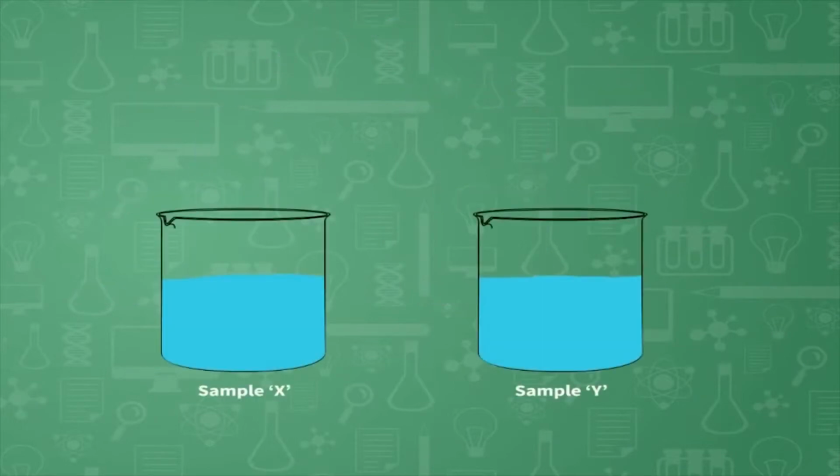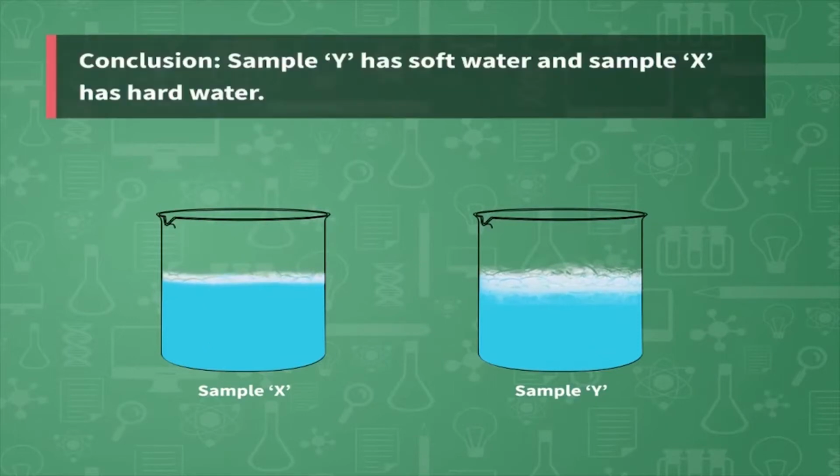Suppose we have two glasses of water, one is soft water and another one is hard water, and we do not know which is which. We can use soap to identify them. In soft water, the soap will lather properly, but in hard water, it will lather less. But we cannot use detergent to identify soft water and hard water because the detergent will lather properly in both kinds of water.